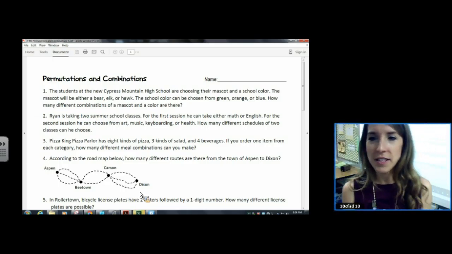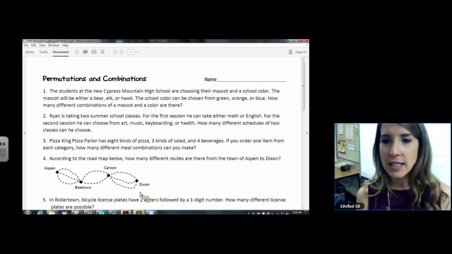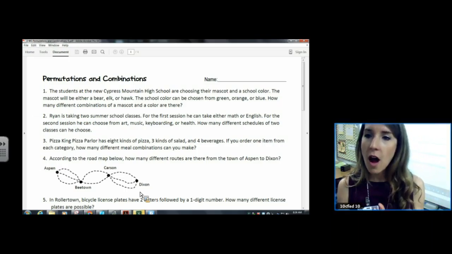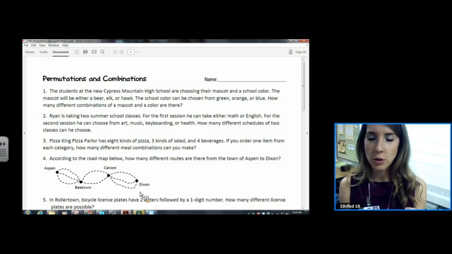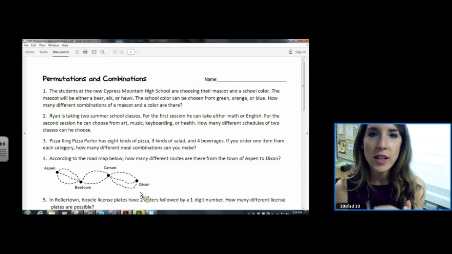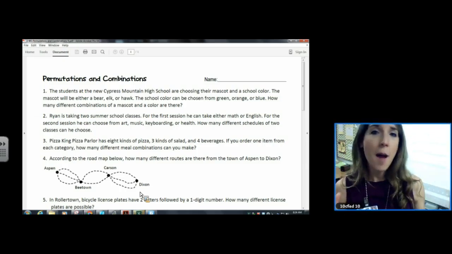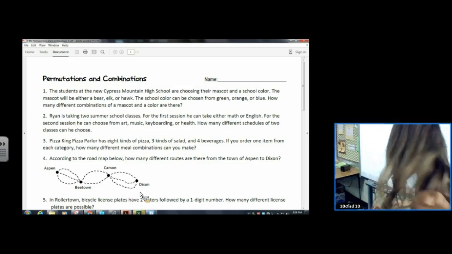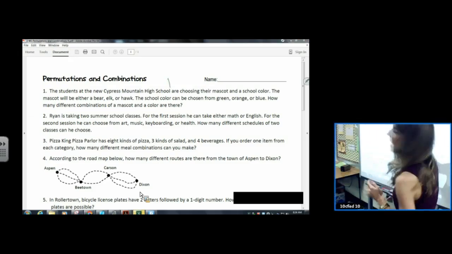So let's pretend it's called Cypress Mountain High School. And the mascot can either be a bear, elk, or hawk. And the school color can be green, orange, or blue. This is called the fundamental counting principle. This is not permutations and combinations. It's a fancy way of saying multiply.